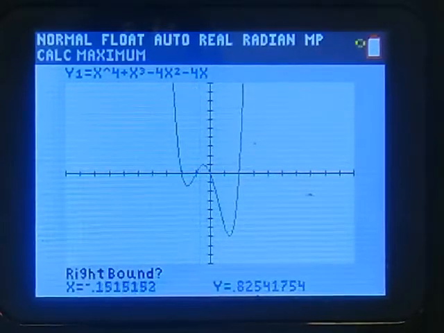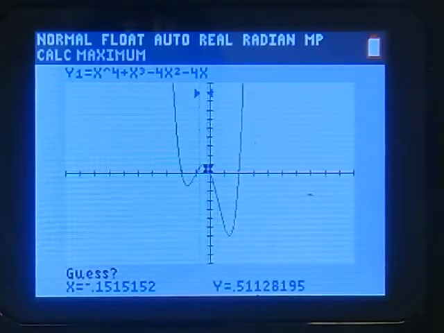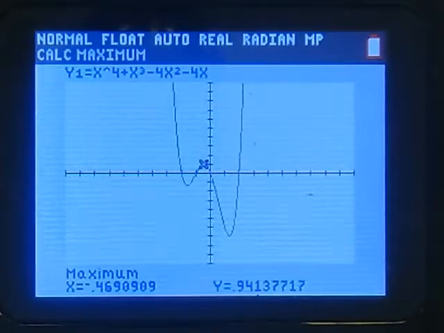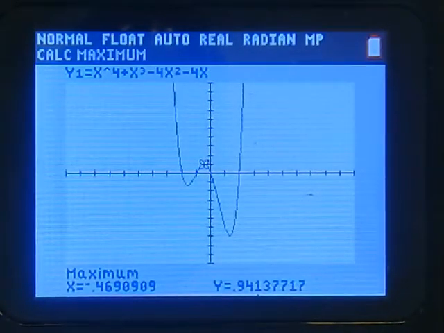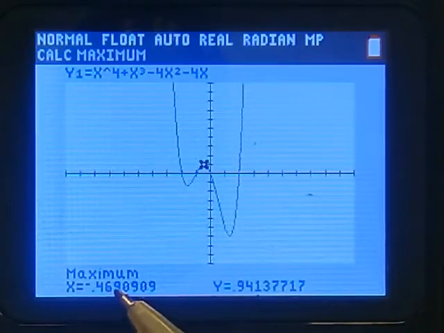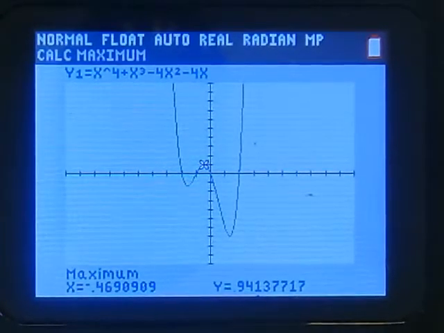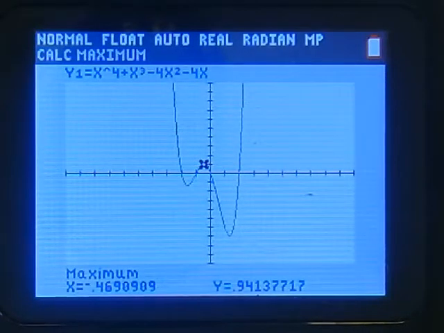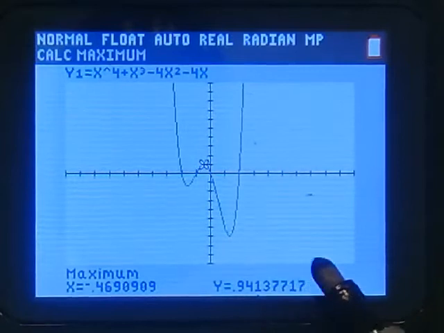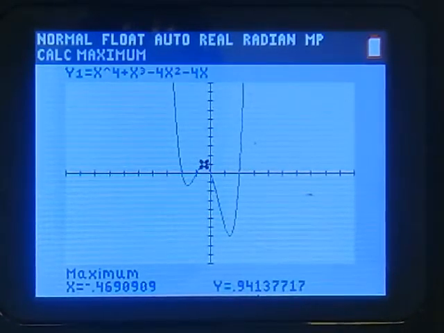Move it to the right side of the maximum. Hit enter again. Ignore guess. Hit enter one more time. And now notice that the cursor is blinking right at the top. And it says maximum down here, see? So now we have a max at the ordered pair, negative 0.5 or so. I'm going to just round that to 1 decimal place. Negative 0.5, and this is about 0.9.